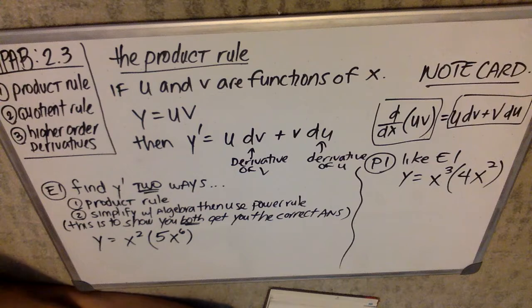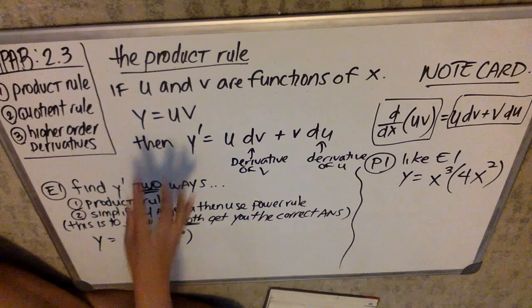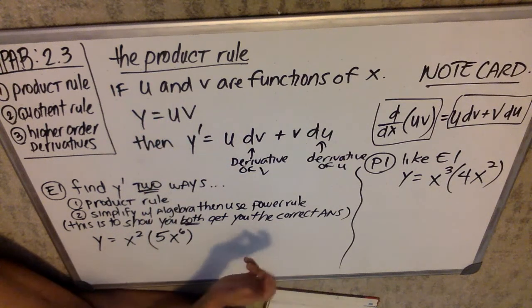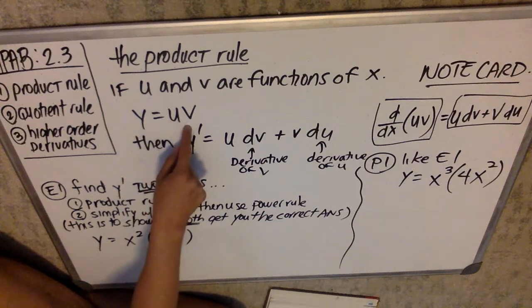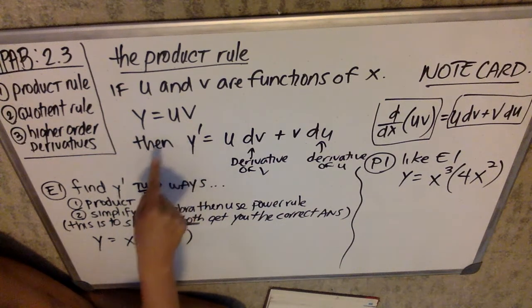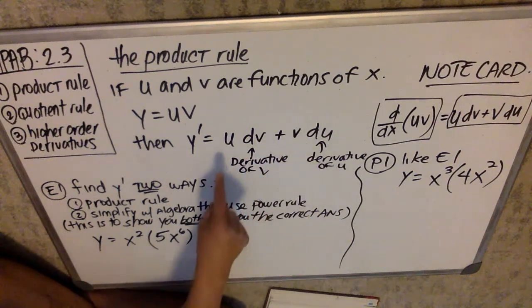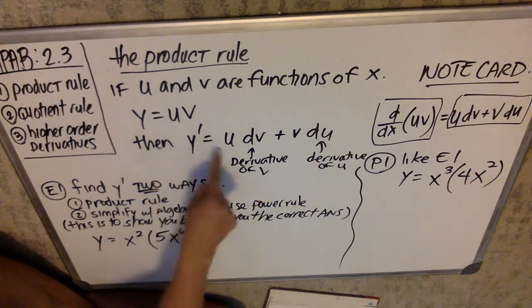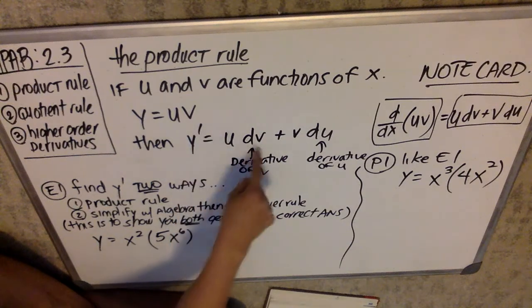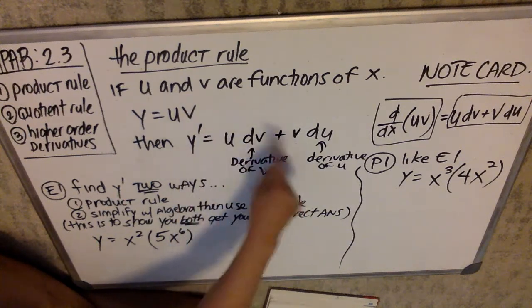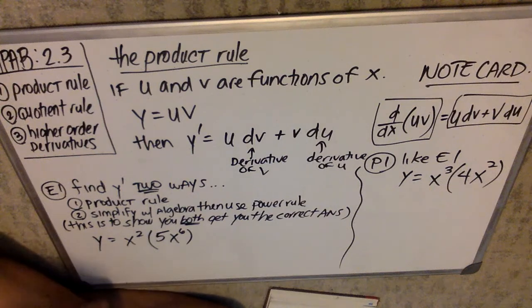So let's start with what the product rule is. Let's say that u and v are some functions of x. If y equals u times v, meaning a product, multiplication, then y prime is u dv plus v du, meaning u, the u function exactly as it is, times the derivative of the v function, plus the v function exactly as it is, times the derivative of the u function.